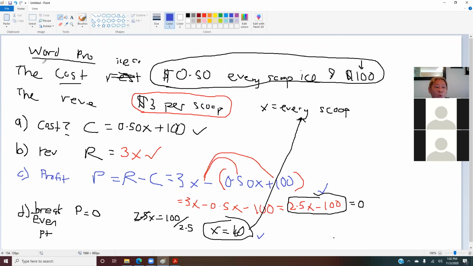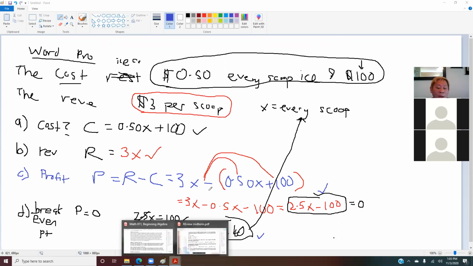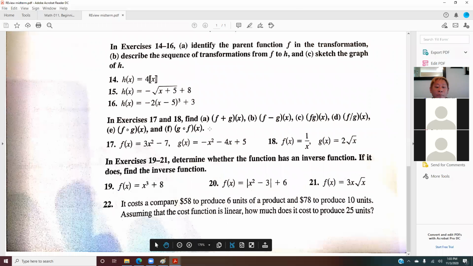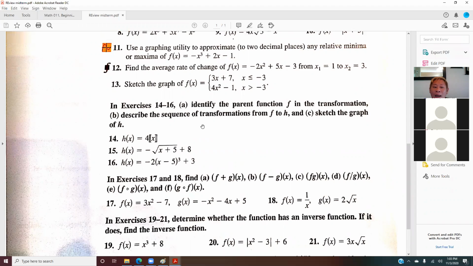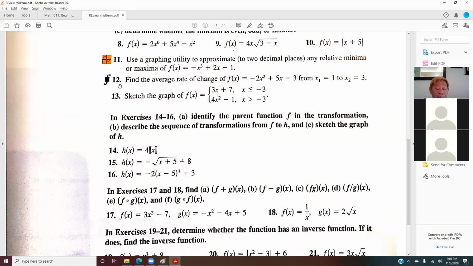I won't touch the word problem. I won't touch the one that we did today. I will do something else more. Maybe something like questions 14, 15, 16, where you do the parent function, the transformations and the graph, and then maybe what we call a piecewise function graph, like 13. Those are the questions, and then find the average rate of change. So make sure you really do this.